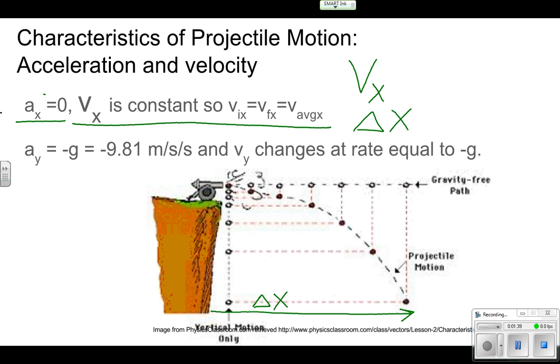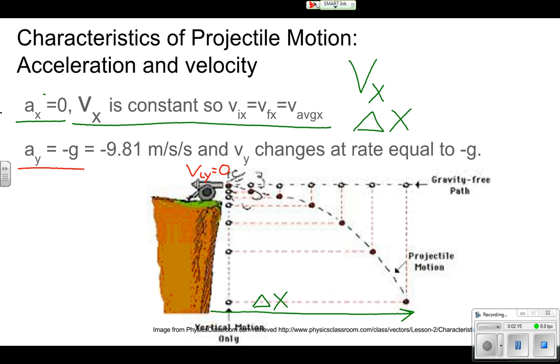So change in x is the horizontal displacement. In the vertical direction, because it's an object in free fall, the acceleration in the y direction is equal to the acceleration due to gravity. In this case, we're going to call it negative g because it's acting downward. So it's negative 9.81 meters per second squared. And my velocity in the y direction changes constantly at a rate equal to g, meaning it gets faster on the way down by 9.81 meters per second in each second of motion. The initial velocity in the y direction, we write that as vi sub y, is equal to 0.